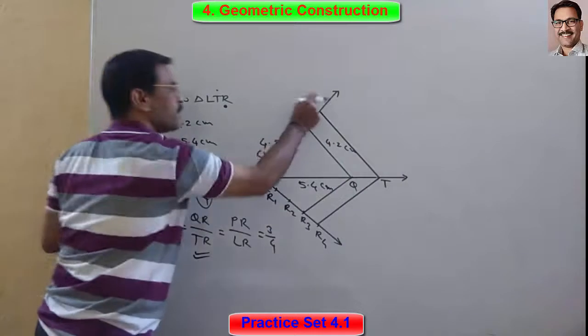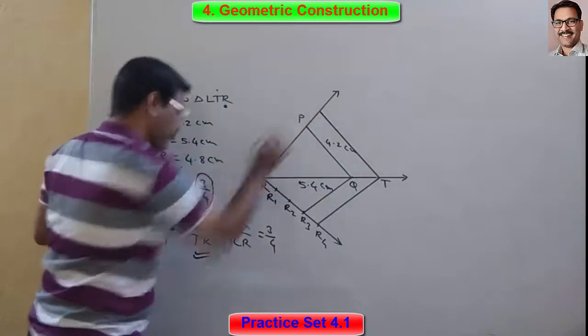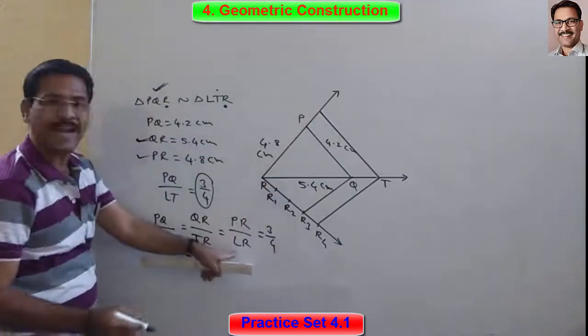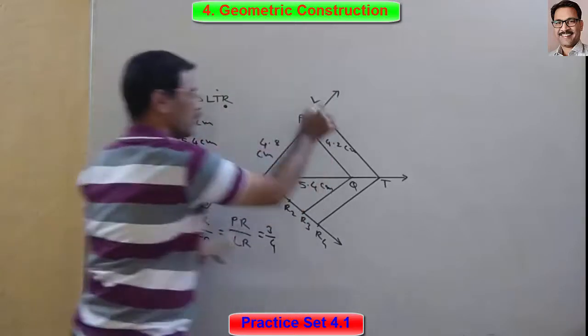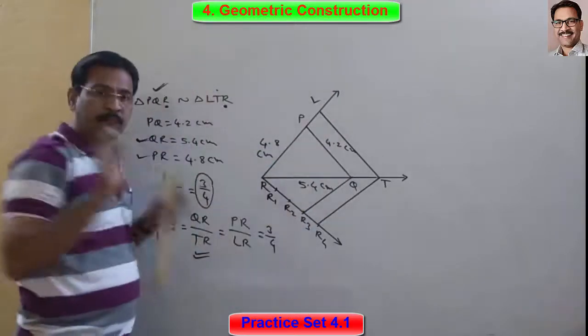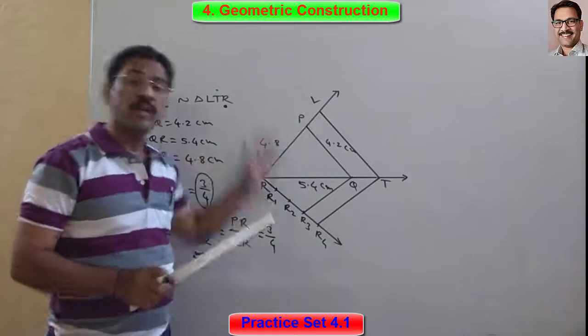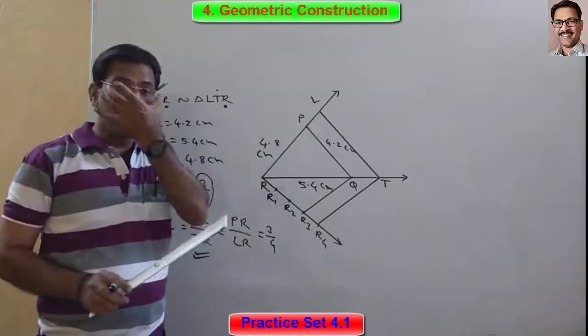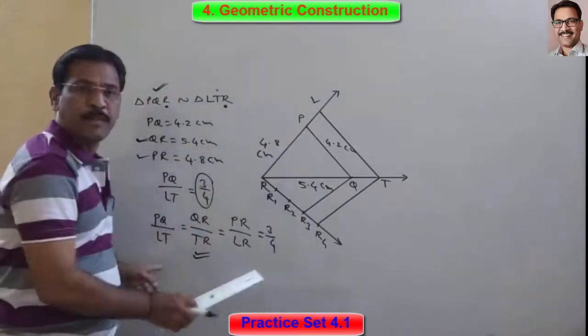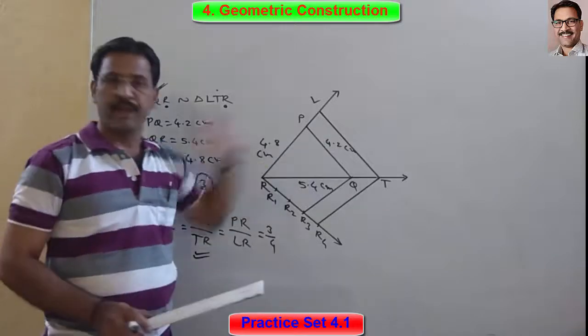Now, here which is the vertex, RP? Where is RP? Here it is. So, LR. This should be the L. Now, this is the required triangle. Understand? But this is just only a rough figure. Now, by using all this information, we have to draw that fair figure.